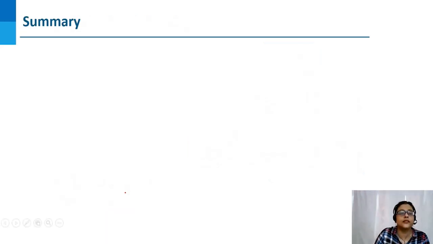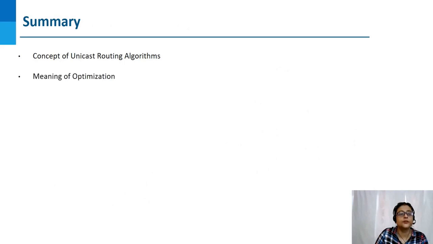To summarize, in this video, we have learned about the concept of unicast routing algorithms. Then the meaning of optimization, we have learned about the various parameters or metrics by which we can create an optimum path. Some of these are cost or the hop count or the delay and the throughput. And we have learned about the overview of intradomain routing as well as interdomain routing.